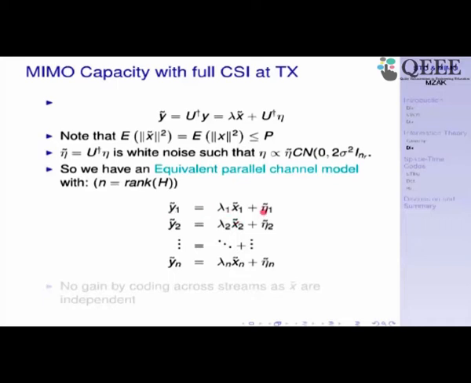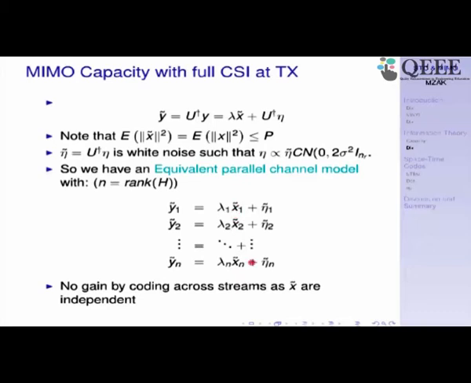So what in effect we have is n small n channels, where n is the rank of H, which is equal to the minimum of NT, NR for a random H. Okay. There is another important thing that we get from this diagonalization. What do you see there? There is no coding gain across streams.